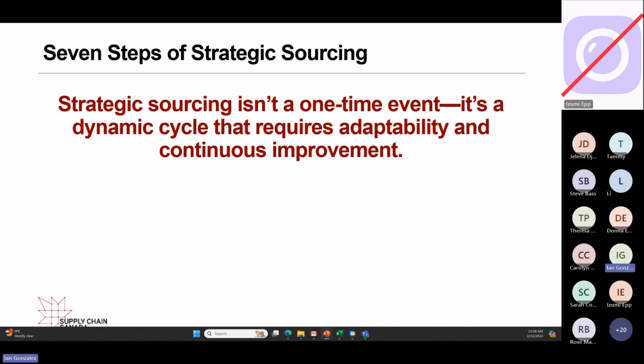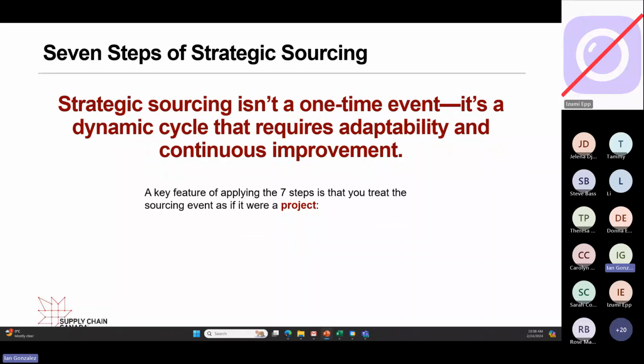At the heart of the reason why this was invented, it's because A.T. Kearney recognized that strategic sourcing isn't a one-time event. It's a dynamic cycle that requires adaptability and continuous improvement. And here are the key features of applying the 7 steps, right?